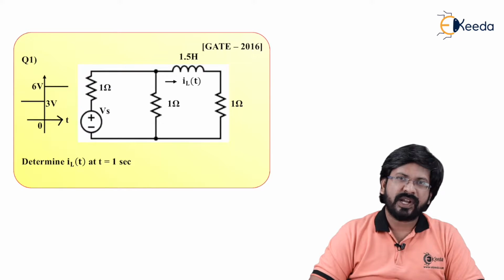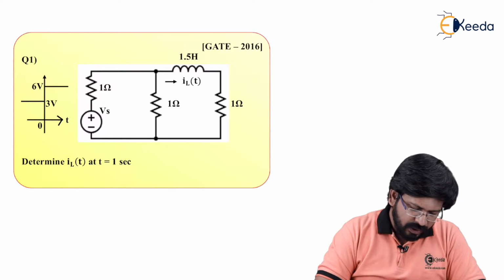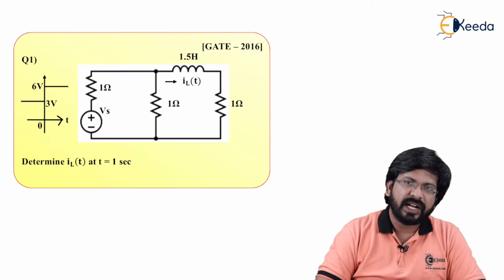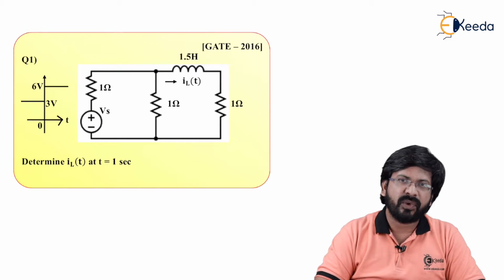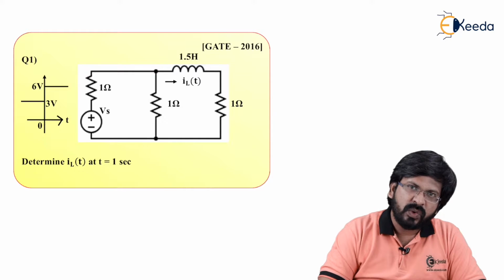Question number 1 is now appeared on your screen. In this problem, you have to determine iL(t) at t equal to 1 second. As you can notice, iL(t) is nothing but the current flowing through the inductor. So let's begin how to go with this problem.